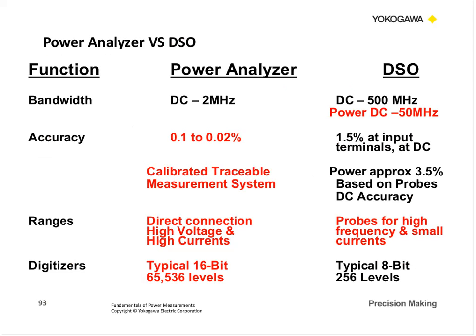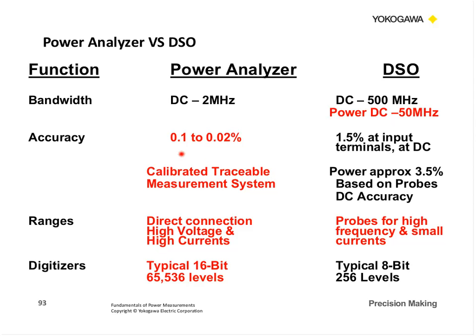Let's compare a DSO with a power analyzer. Bandwidth: power analyzers right now are up around 2 megahertz. With a DSO, depending on the probes, typically we can go DC to 50 megahertz. We may have scopes, of course, in the 500 megahertz to gigahertz range. It is limited by what we can do with the probes.